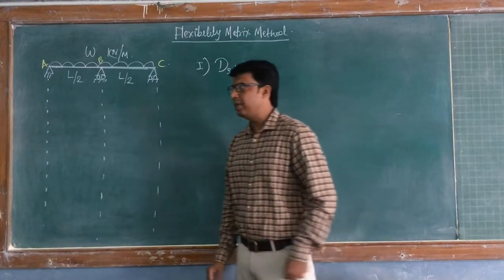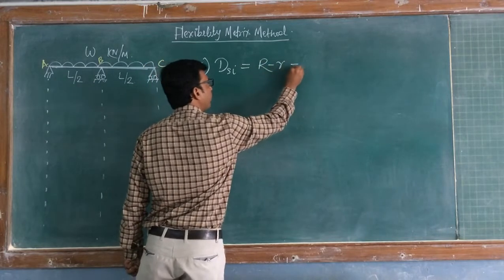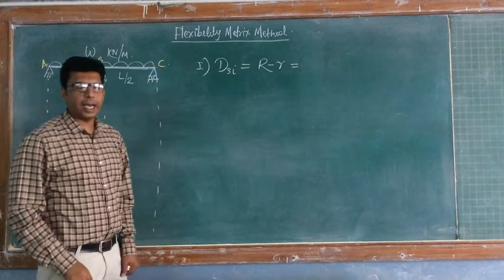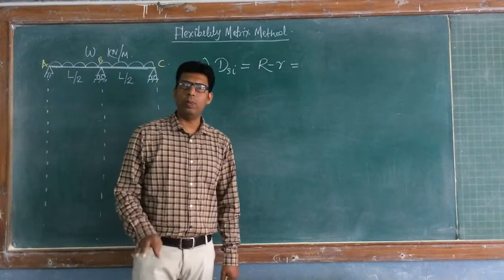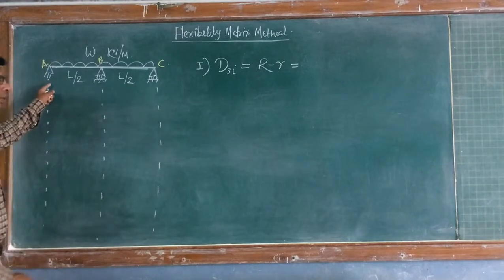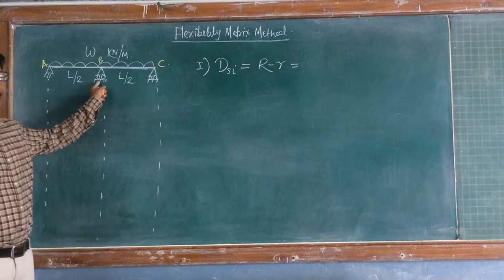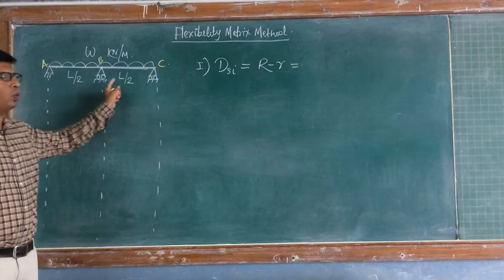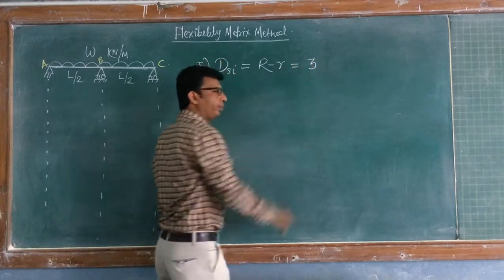Degree of static indeterminacy is equal to the total number of unknown reactions, capital R, minus the equations of equilibrium. The number of unknown reactions: hinge support 1, roller support 1, so 1, 2 and 3. Total number of unknown reactions are 3.